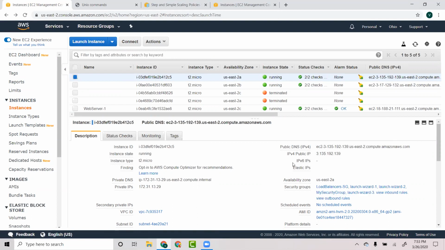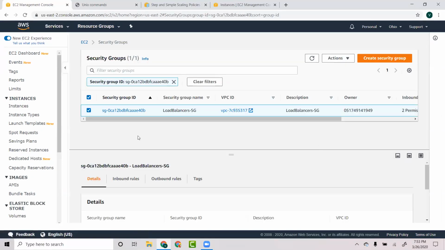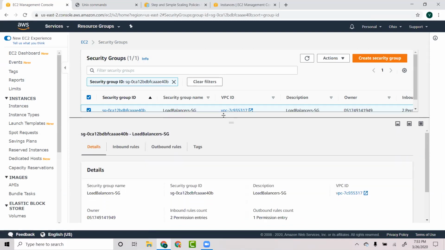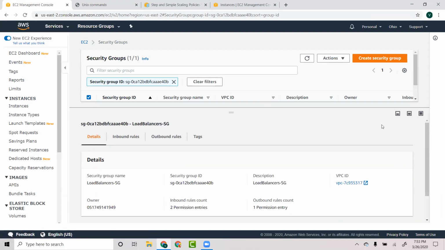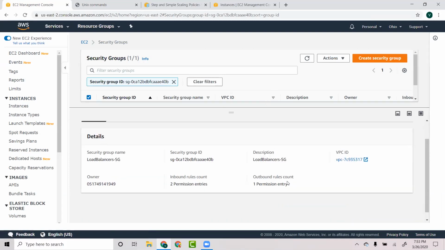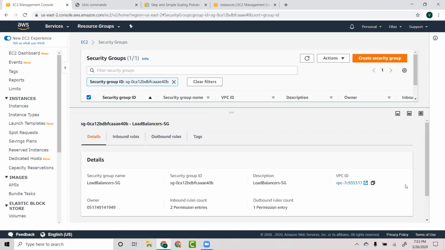Does it make sense? Yep, and I think while I was configuring the load balancer also, we can select all the security groups that we have. Right. And shall I tell you something else while we are on that subject?